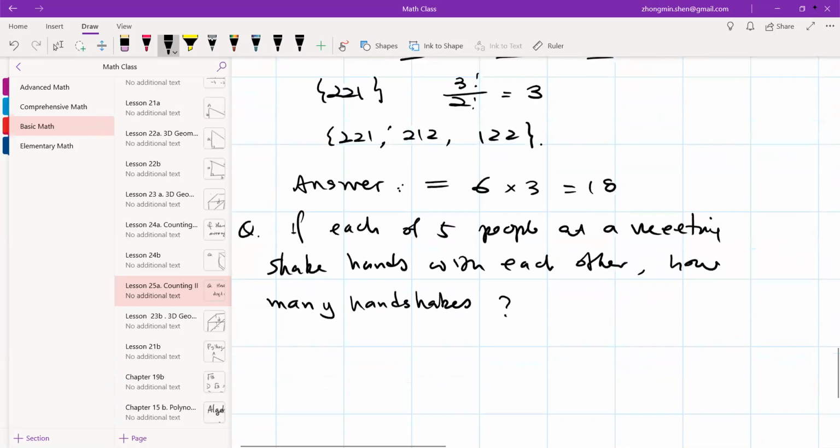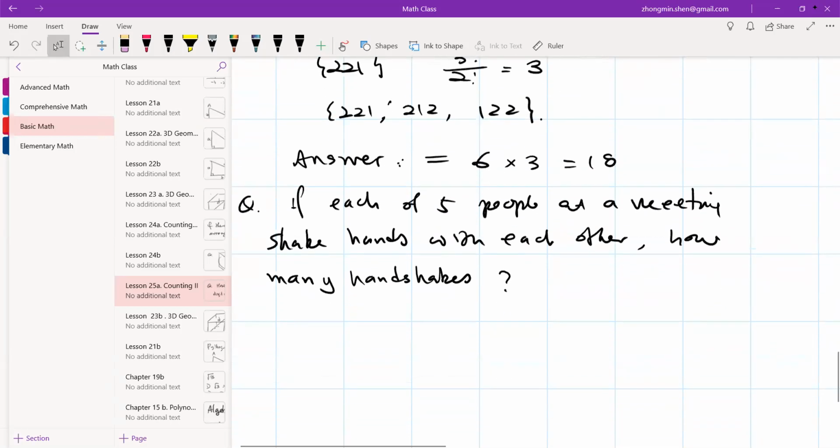So please try to figure it out. Joshua? Each of the five people at the meeting shakes hands with each other exactly once. For example, Joshua shakes hands with each of them, but two people will not shake hands twice. Okay, how many?